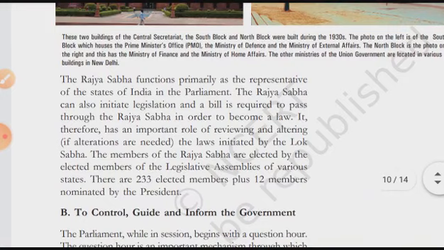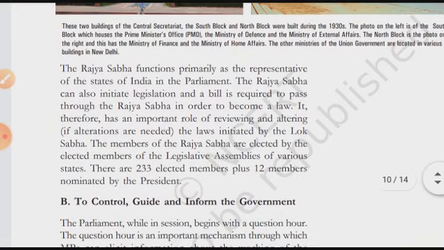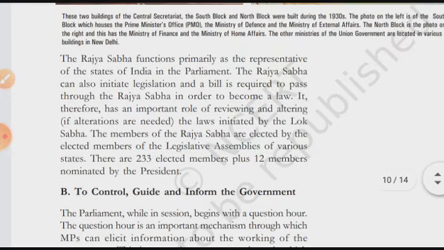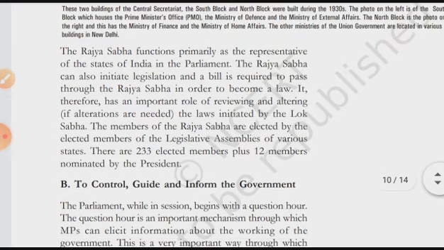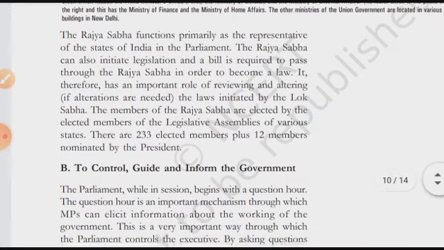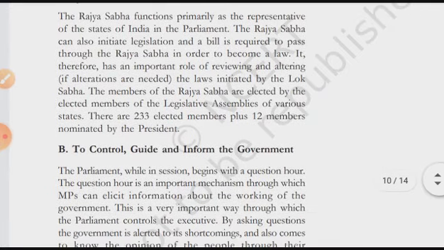Then the Rajya Sabha functions primarily as the representative of the states of India in the parliament. So whoever the members of the Rajya Sabha are, they work mainly as representatives of the states, because states send them to the Rajya Sabha. Then the Rajya Sabha can also initiate legislation, and a bill is required to pass through the Rajya Sabha in order to become a law.